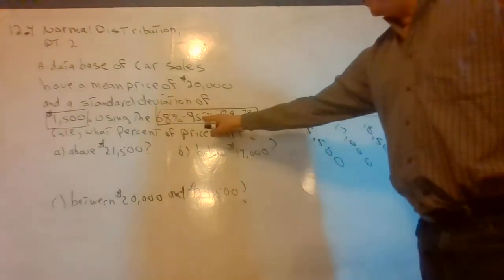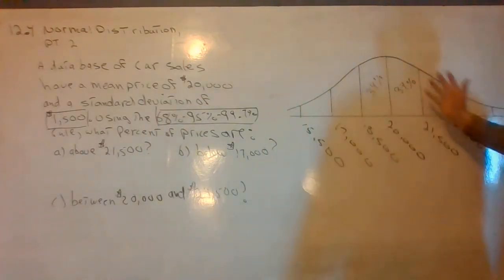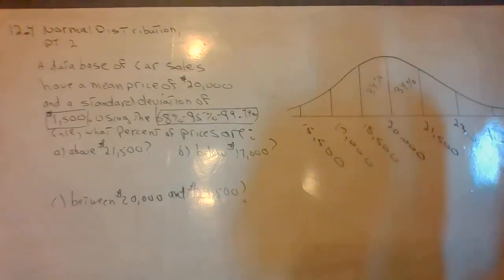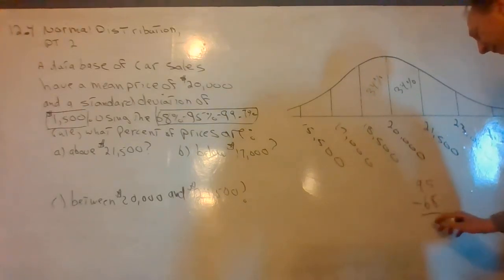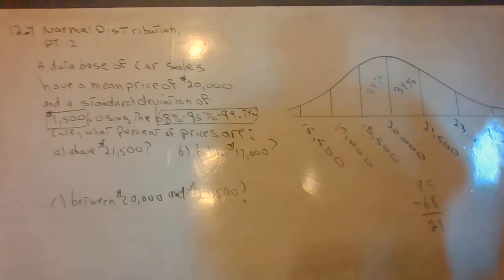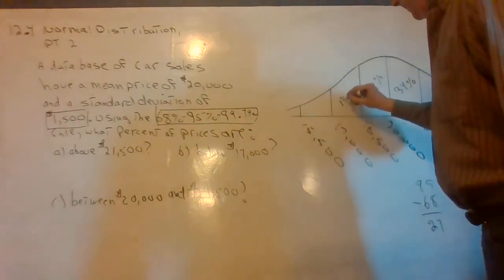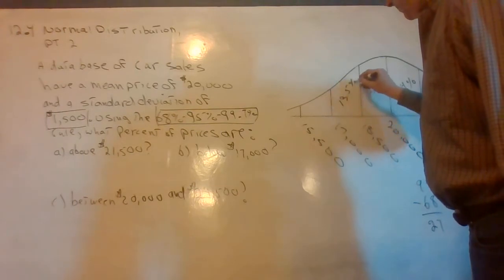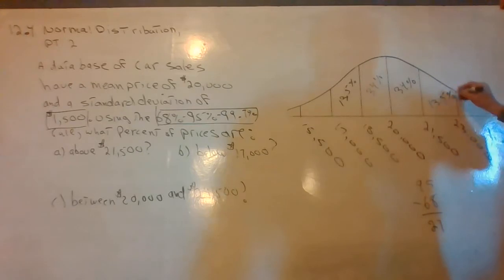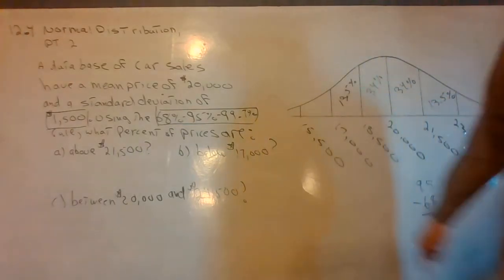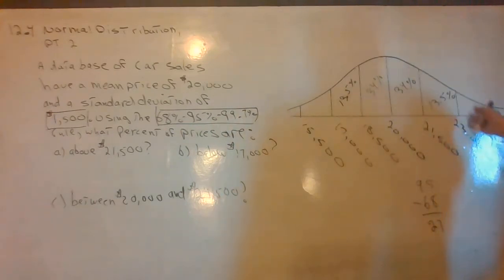Now 95% says you can go one more standard deviation and you have 95%. Well, you can subtract 95 minus 68 and you get 27. 27 is left over for here and here. So we'll make that 13.5% and we'll make that 13.5%. And then also 99.7% falls 3 standard deviations from the mean.